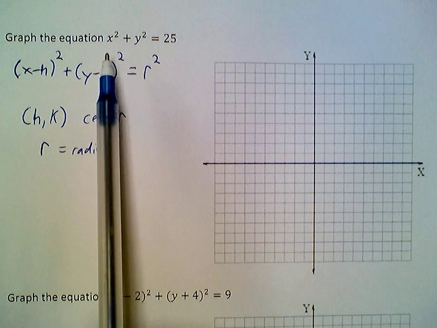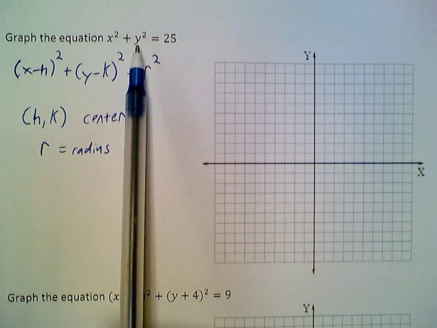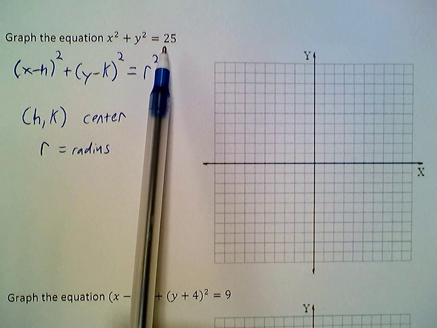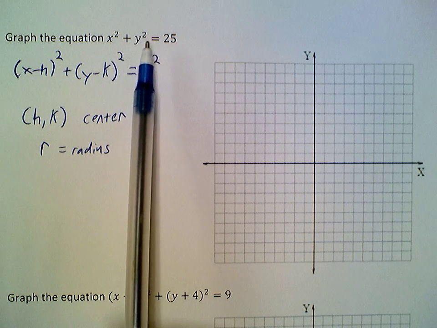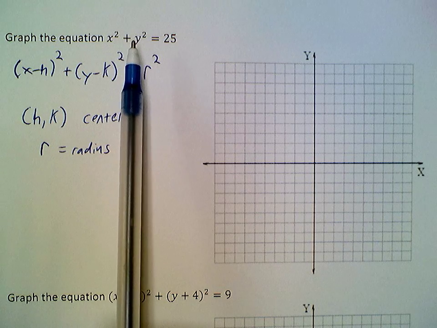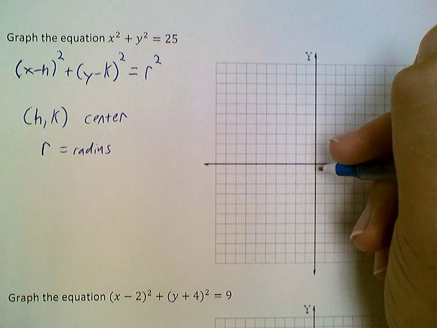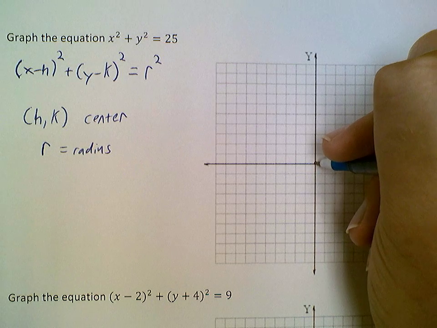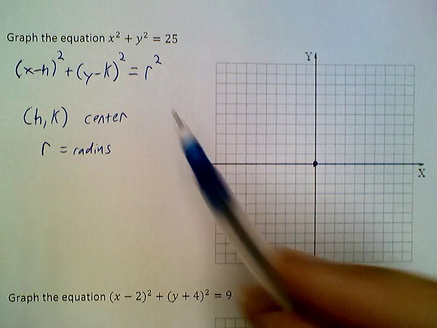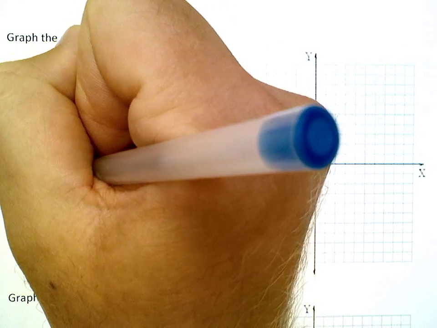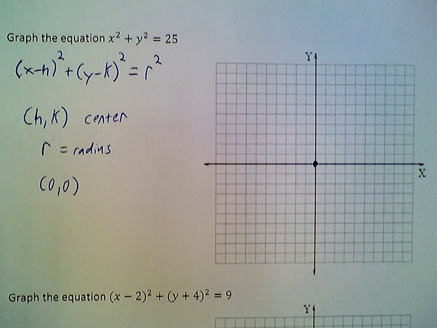So this equation, you might say, isn't it missing the h and the k? It's just x squared plus y squared equals 25. And you're sort of right in that it doesn't look like there's an h and k there, but that basically just means that h and k are both 0. So in this case, the circle is centered at 0, 0.